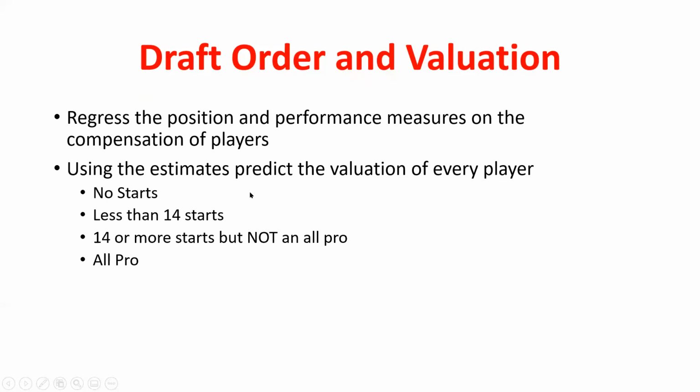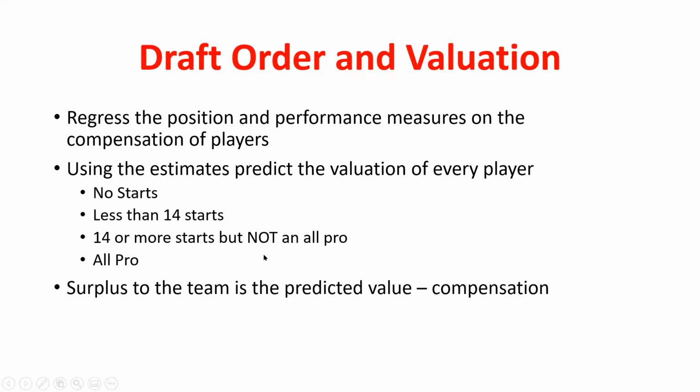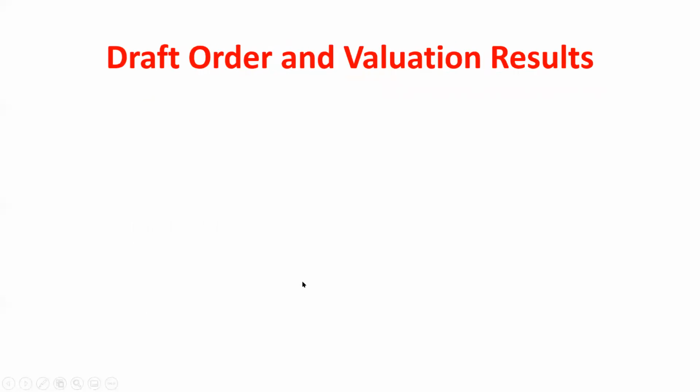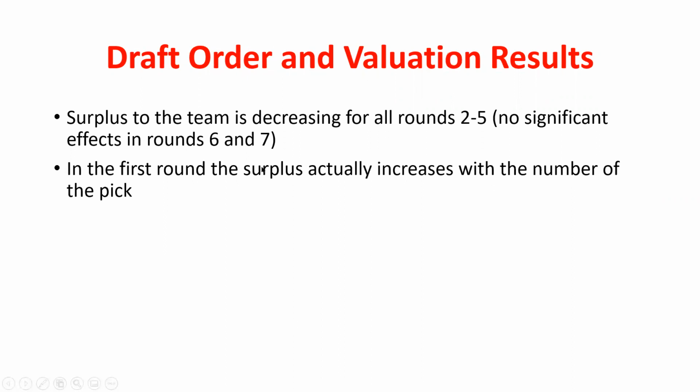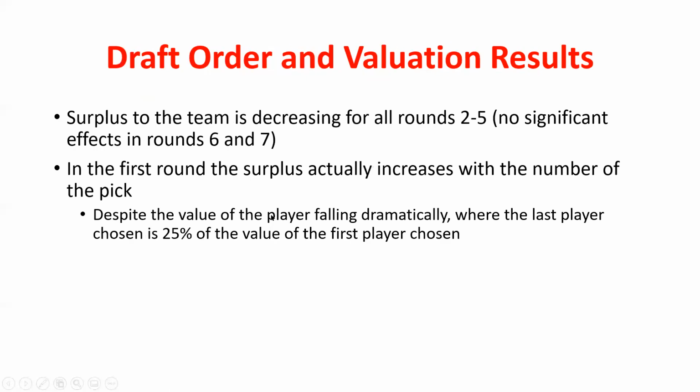We already talked through all of this. They regress position and performance measures to predict the compensation of players. They then find the difference between that prediction and the actual amount paid and call that surplus to the team. It's decreasing after round 2, but we said it's actually increasing initially as we go from the first draft pick. And the last player chosen has 25% of the value.